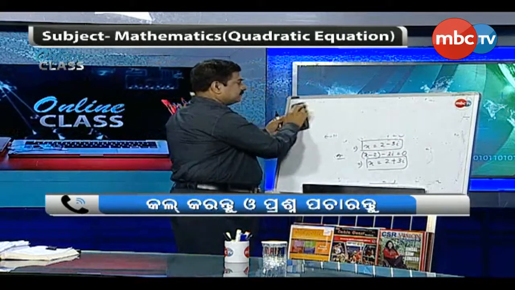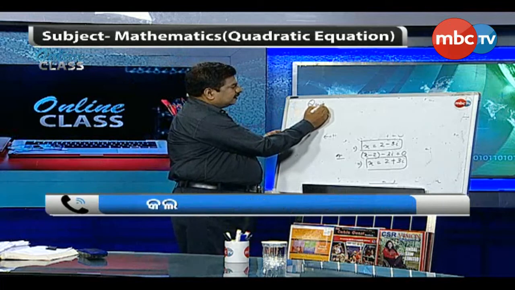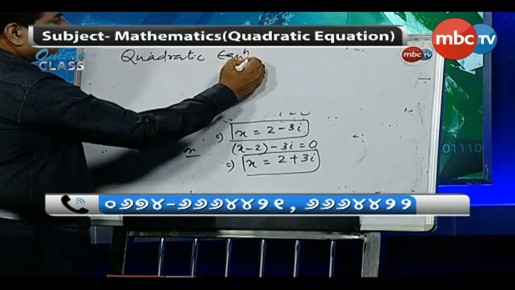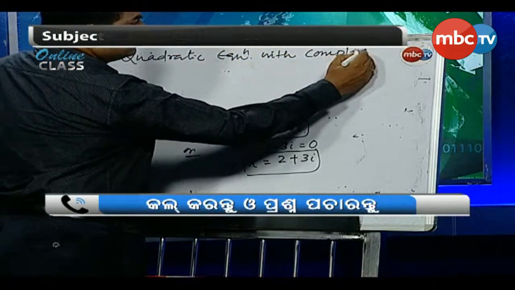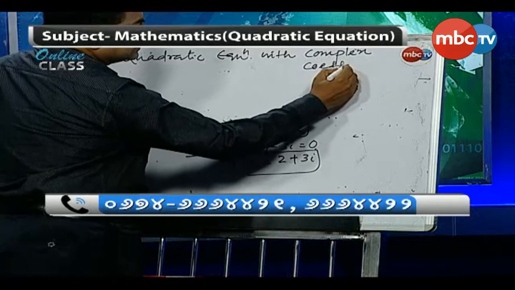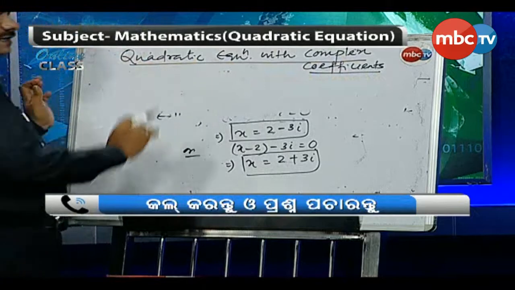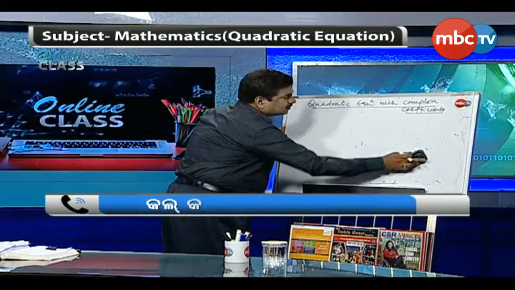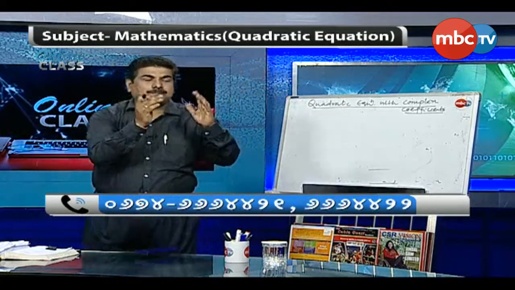Next is, see here, quadratic equation with complex coefficients. Quadratic equation with complex coefficient. I have already discussed the real coefficients. Next is quadratic equations with complex coefficient.